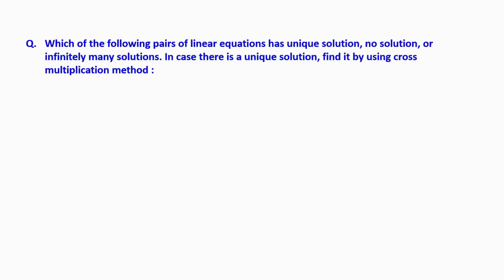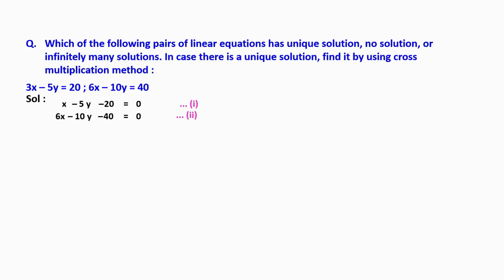Let us solve this question and also determine the nature of the solution. We are given two equations. First equation, 3x minus 5y equals 20. Second equation, 6x minus 10y equals 40.